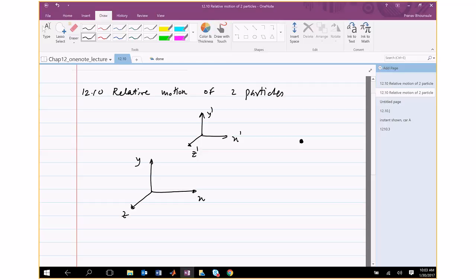Okay, so let's say it's a space shuttle, and in the space shuttle, people are moving. Let's say this is a frame fixed to the space shuttle. And so let's say this is Earth, and this is something or a person in the space shuttle.